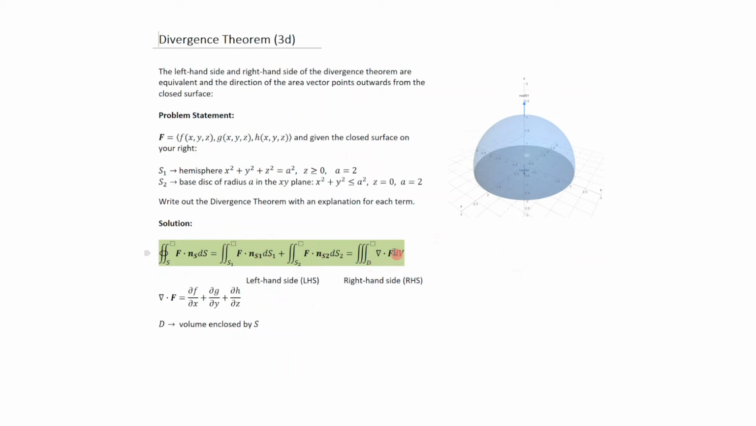And the right-hand side would just essentially be to take the divergence of the vector field, which is a scalar function, and integrate over the volume enclosed by this exterior surface. Again, the divergence operator would basically provide you with this result, which is a scalar function. So these are the key points in terms of understanding what the divergence theorem is.